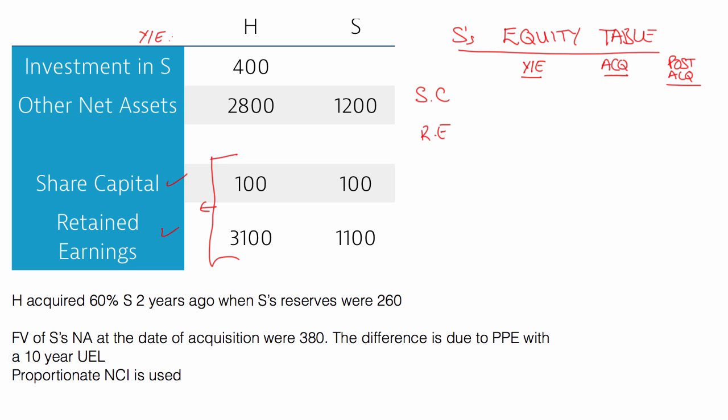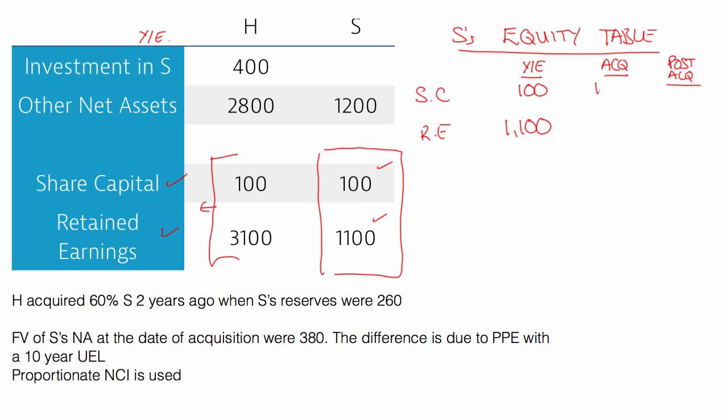You'll be given a year end balance sheet. It's S's year end that I'm interested in. It's S's equity that I'm interested in. So I'm interested in these two figures here. So share capital is 100 at the year end. Retained earnings is 1,100 at the year end. And I'm done. Now I need to go on to the at acquisition when we bought it.